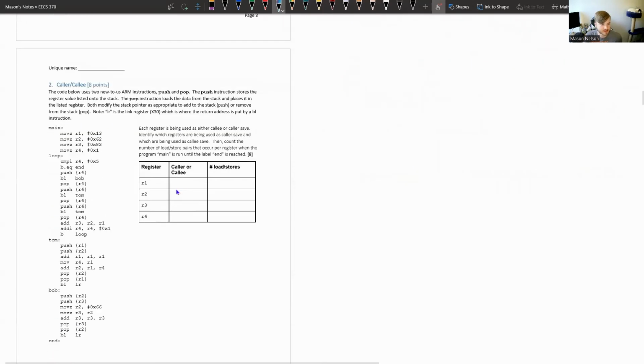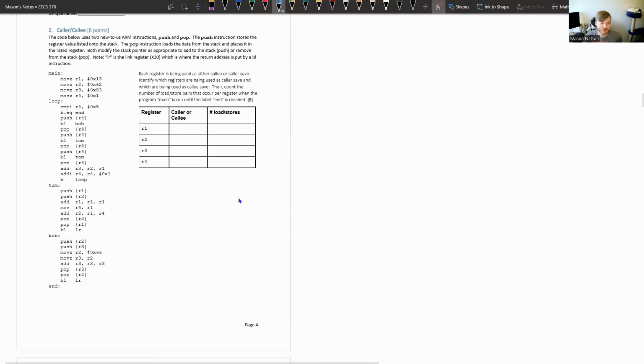All right, let us now move on to question 2. Speaking of caller callee, we're going to look at some ARM code, and we're going to analyze what this ARM code is doing with caller and callee registers. It says the code below uses 2 new to us ARM instructions, push and pop.